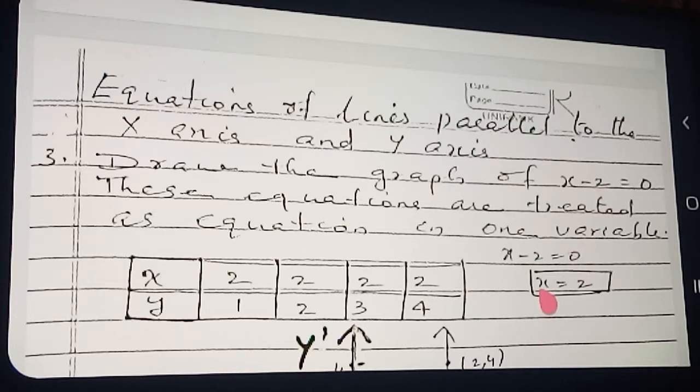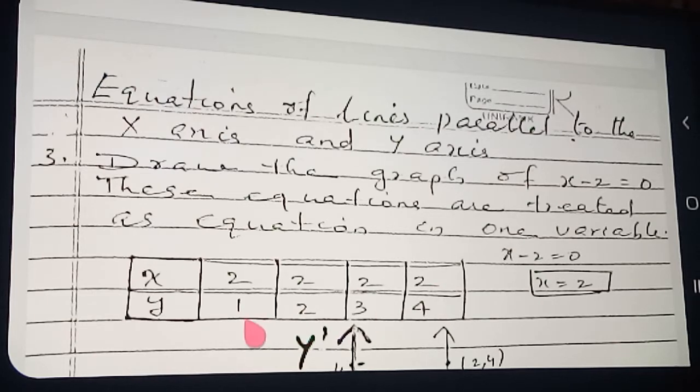So then you can see the equation x minus 2 is equal to 0. What will come? X is equal to 2. So these equations are treated as equations in one variable also. The meaning is that x is equal to 2, which means everywhere the value of x is equal to 2 only.